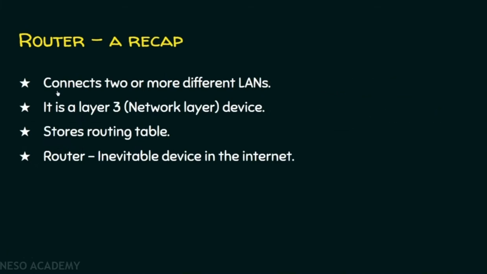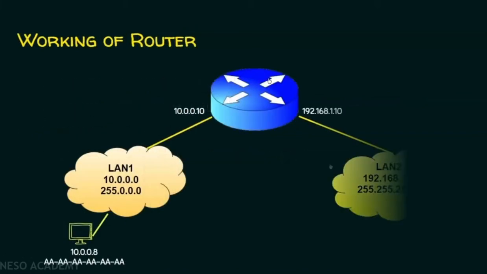We will just have a recap on routers. A router is a device that connects two or more different local area networks. It is a layer 3 device that operates in the network layer, and it has memory, where it stores the routing table. Routers are inevitable devices in the internet, because the internet is a connection of an enormous number of networks, where every network uses different IP schemes and different protocols.